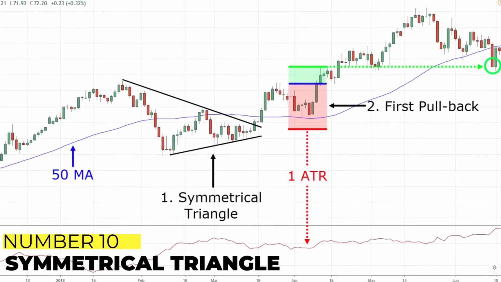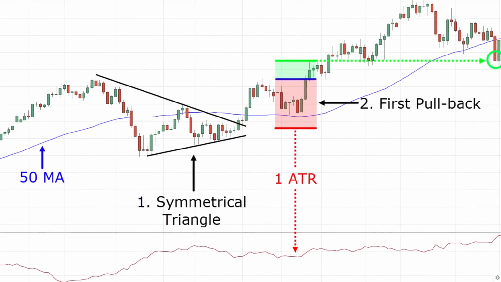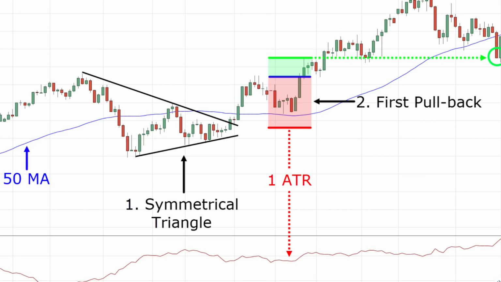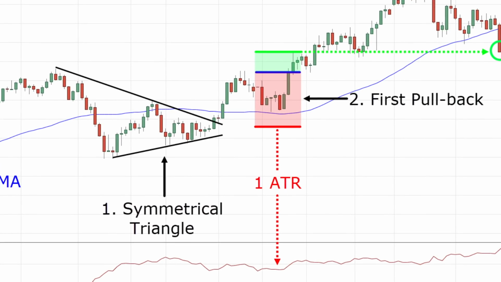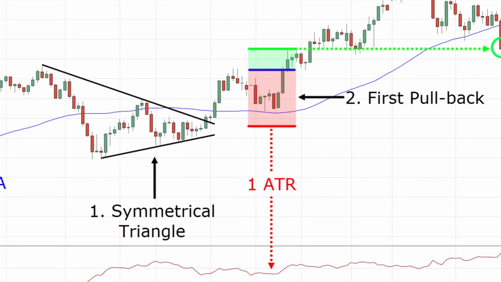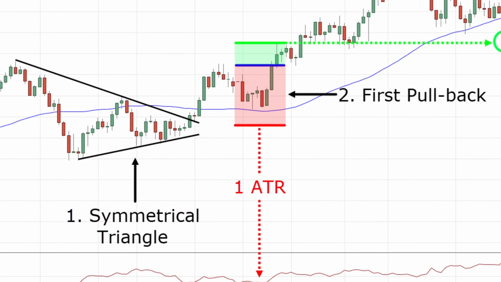Number 10. Symmetrical triangle. This is the third type of triangle. The symmetrical triangle formation can be bullish or bearish, depending on the market. In either instance, it's usually a continuation pattern, which indicates that once the pattern is created, the market will usually continue in the same direction as the primary trend.